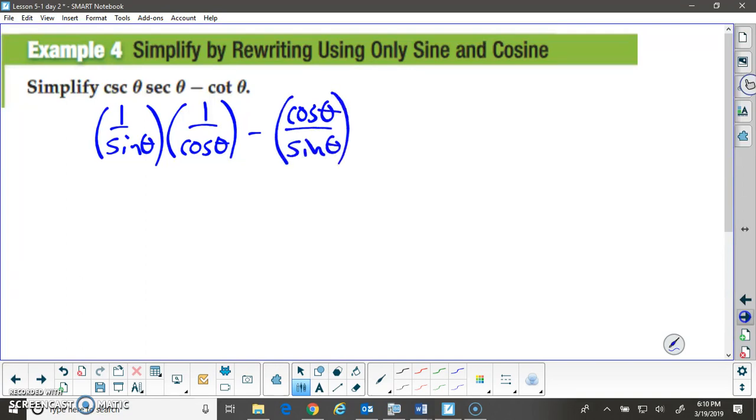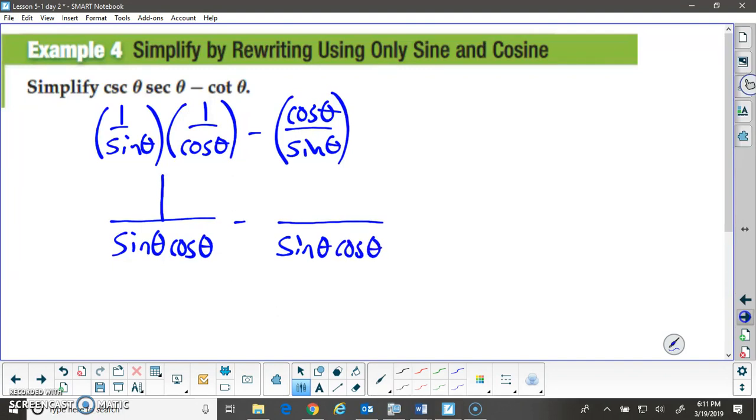So I've changed everything into sines and cosines. Now we've got two fractions. The first one is 1 over sine of theta cosine of theta. The second fraction, I'd like to get a common denominator. So to get that common denominator of sine of theta times cosine of theta, I'd have to multiply top and bottom by cosine of theta, which would give me cosine squared.